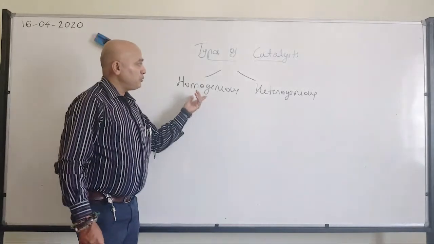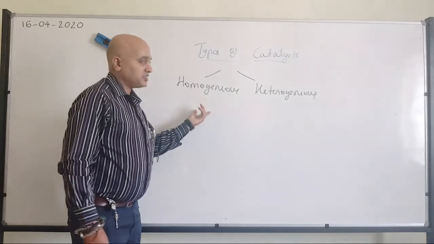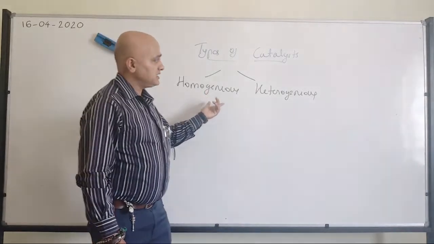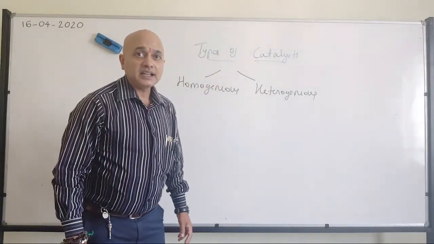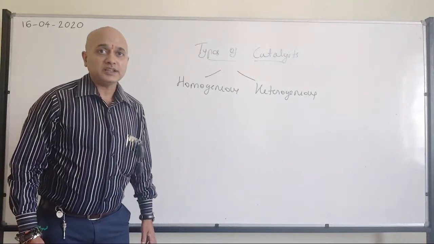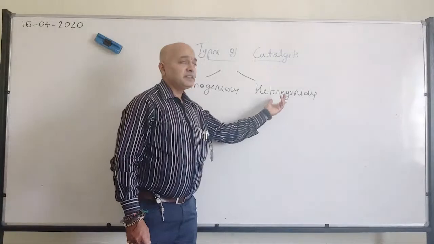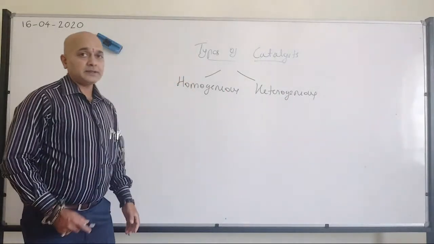Now what do you mean by homogeneous? So catalyst and the reaction mixture are in the same phase, or they are miscible with each other. Heterogeneous catalyst means where catalyst and reaction mixture are immiscible with each other. That's where they are in different phases. So that's where we have the two types.